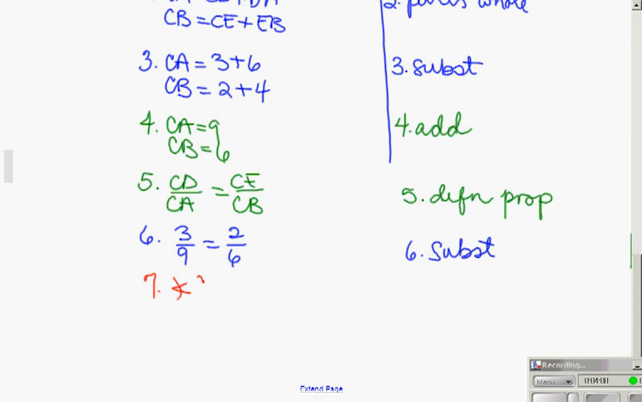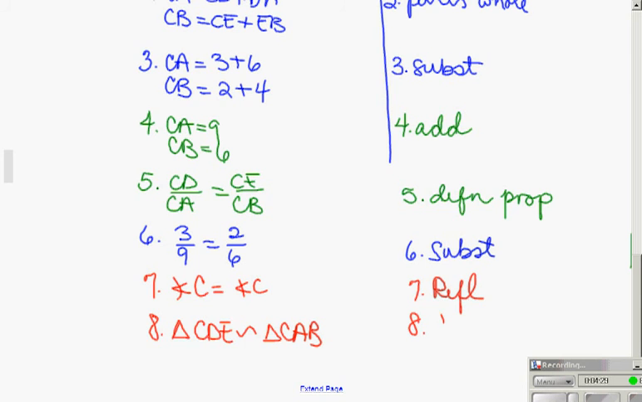I need my angle. Angle C is equal to angle C. That is by reflexive. Remember, when we have overlapping or shared pieces, we use reflexive. And now I can say triangle CDE is similar to triangle CAB by side, angle, side similarity. The whole substitution and showing the segments are proportionate is a little tedious, but not hard. You just have to remember one step per line.